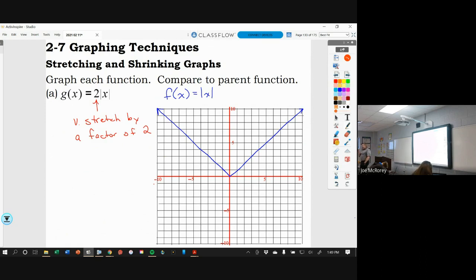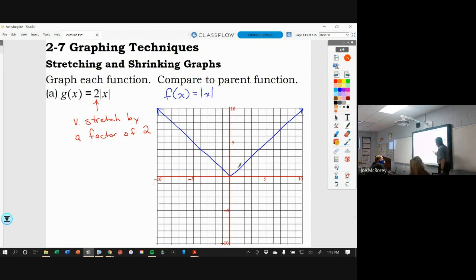Vertical. Does that affect the y values or the x values? It affects the y values, right? Which means the x values are going to be the same. So for example, the point (0, 0). The x value is 0. It's not going to change. The y value is 0. I'm going to multiply that by 2. 0 times 2 is 0, okay, so that point didn't move.